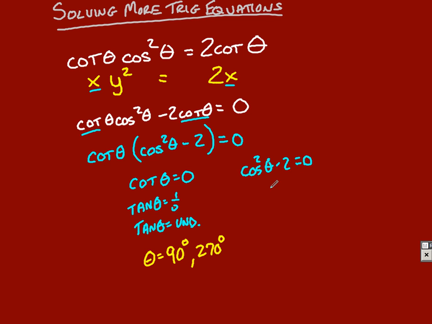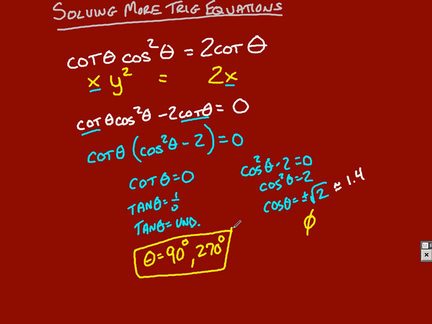Now we have another set that we can look at. Over here we have cosine squared theta equal to 2. When I bring that 2 over, we take the square root of both sides, so cosine of theta will equal plus or minus the square root of 2. When does cosine equal plus or minus the square root of 2? Well, it really never does. On your chart, at least, it doesn't look that way. The square root of 2 is about 1.4, which is more than 1. Since cosine can only be between negative 1 and 1, this can never possibly happen. We get no solutions for that one. So this is our only possible answer, 90 degrees and 270 degrees.